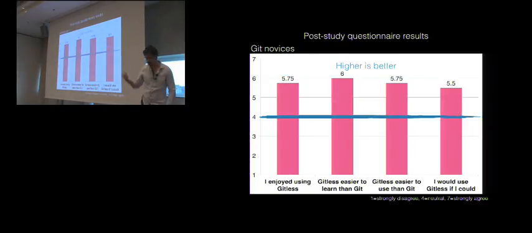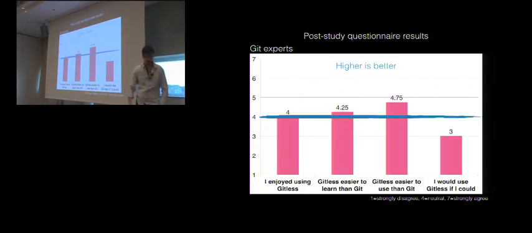And again, when you break it down by Git proficiency, you see that Git novices especially liked it. And while novices really liked it, experts didn't find it much worse than Git. The reactions are pretty neutral. But they said they wouldn't continue using Gitless if they could. But again, they already know all of how Git works, so why would they switch anyways?